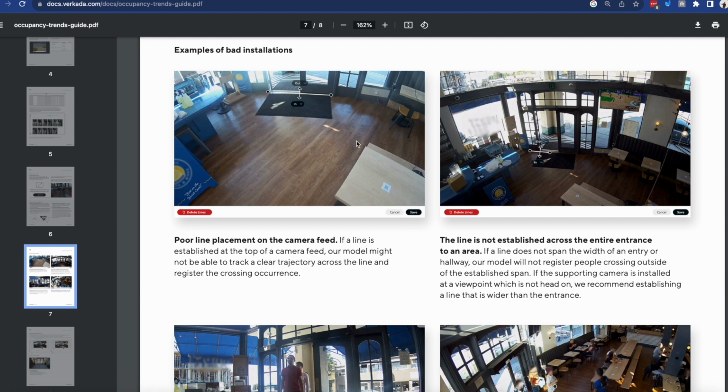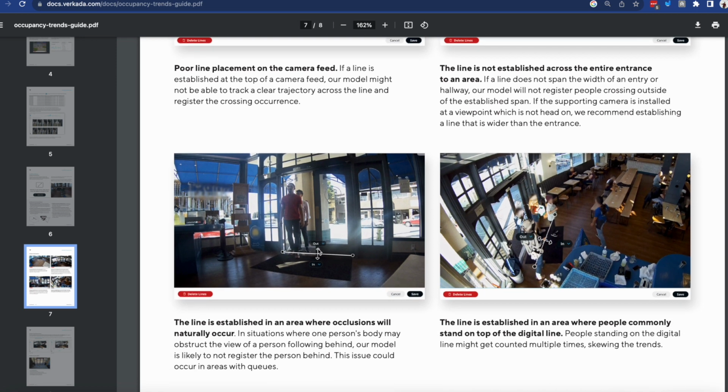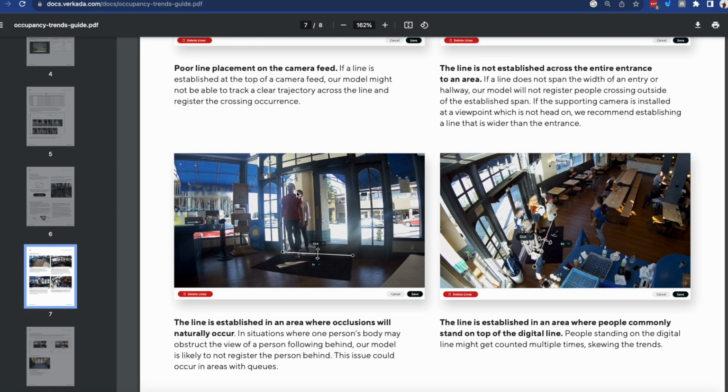Second thing, which is obvious, is that you need to draw the line to encompass all the entry points. So in this case, although most people will enter where the door is open, some might actually push this other door and enter and not be counted. And place the camera at an angle that does not generate occlusions. So occlusion is where a person behind the first one is almost hidden and they're not picked up by the camera.